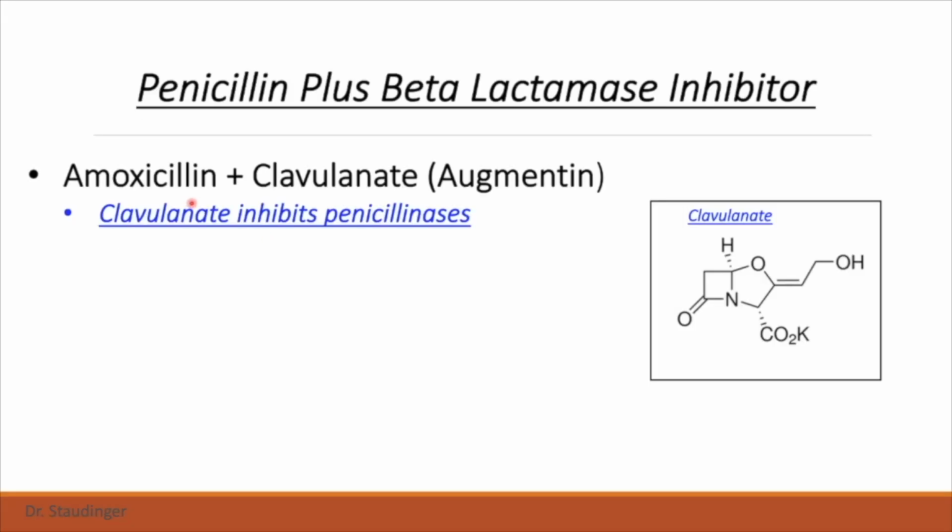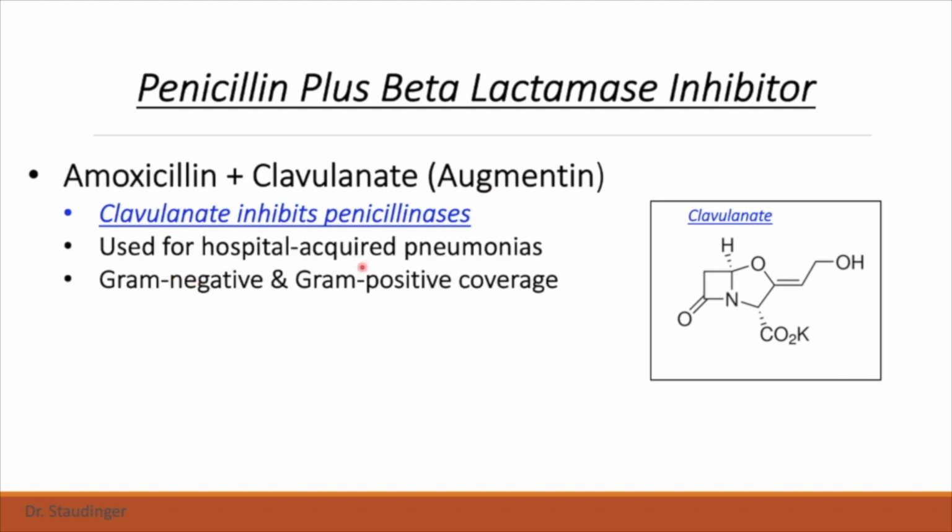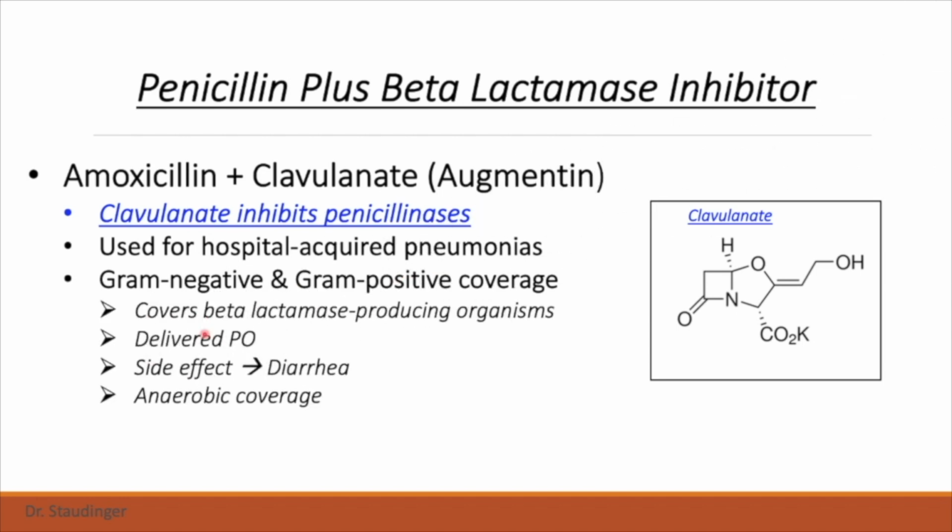In the combination of amoxicillin and clavulanate, called Augmentin, clavulanate inhibits the penicillinases. It's used for hospital-acquired pneumonias. Gram-negative and gram-positive coverage is achieved. Moreover, this drug covers beta-lactamase-producing organisms. It's delivered orally, has the unpleasant side effect of causing diarrhea, and it also has anaerobic coverage.